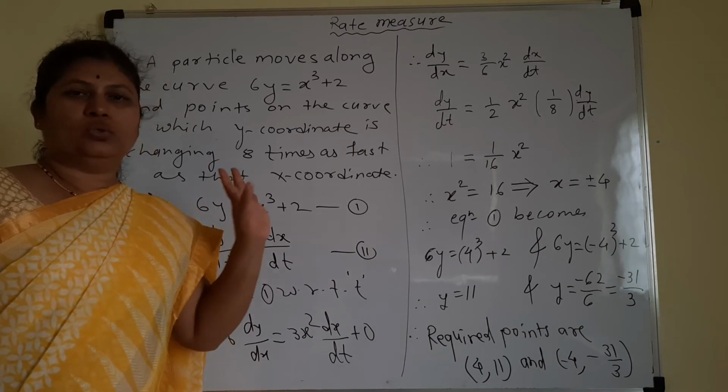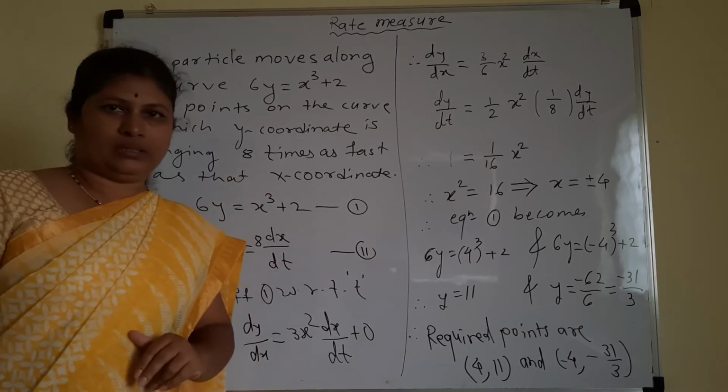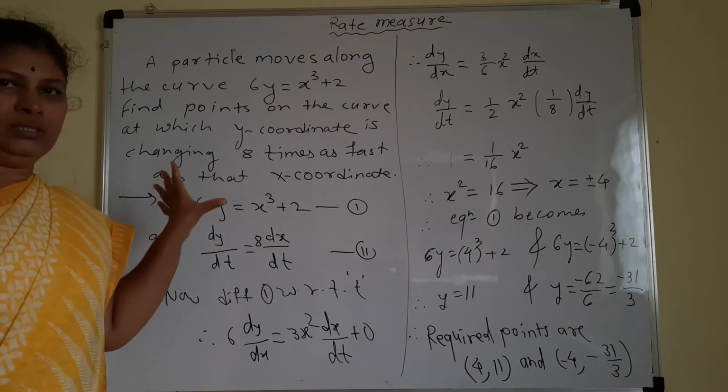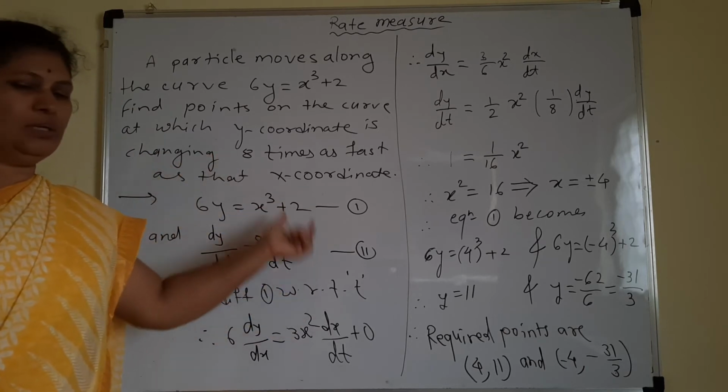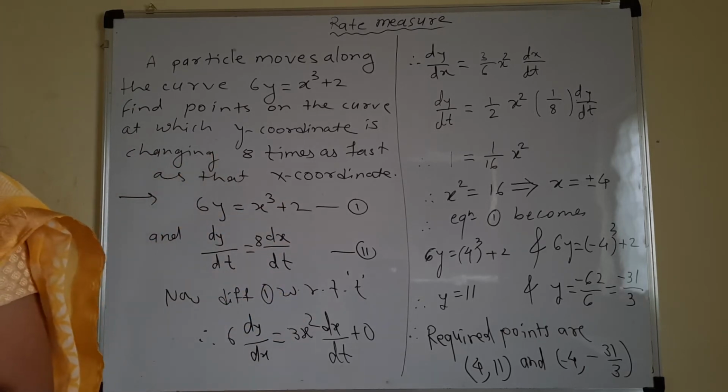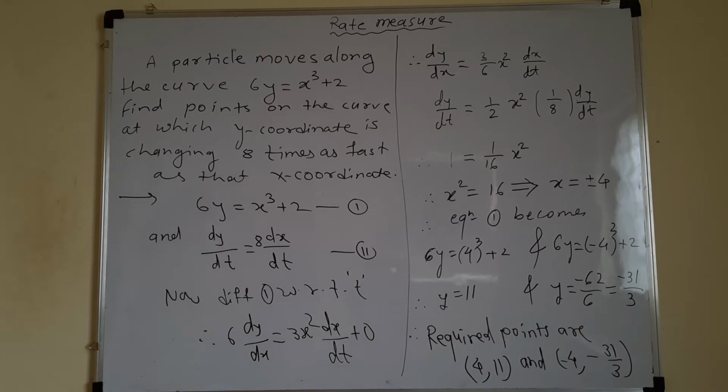Okay, so these are the rate measure examples like this. We will consider the next example. This is the first one. What is our answer? The first point is 4, 11, and second point is minus 4, minus 31 by 3. Okay. Now let us consider the next example. Second example we will consider.